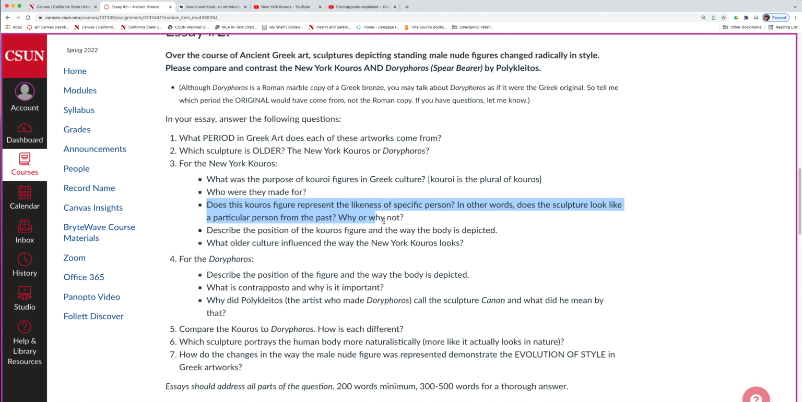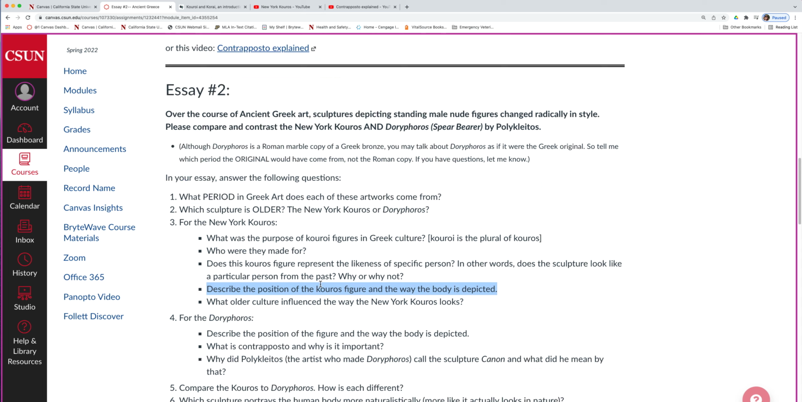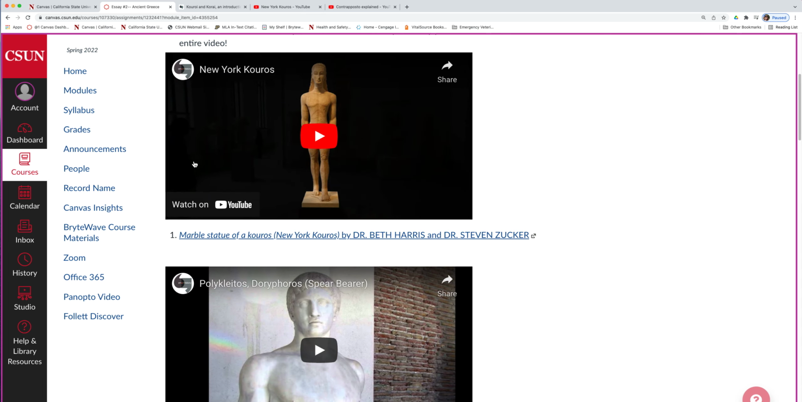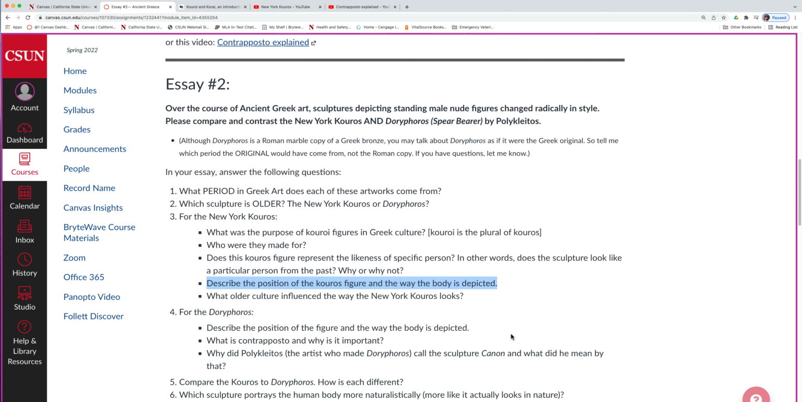Does this choros figure represent the likeness of a specific person? In other words, does the sculpture look like a particular person from the past? Is this sculpture made to look like a specific person? And then tell me why or why not. Then you want to describe the position of the choros figure and the way the body is depicted. And they spend a lot of time in the video talking about that.